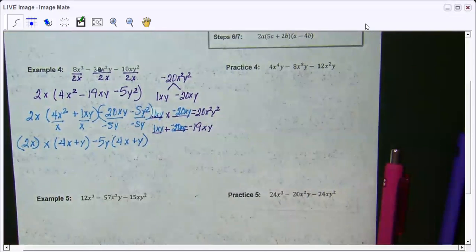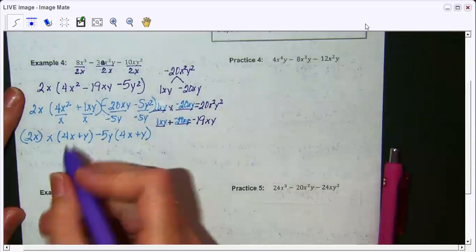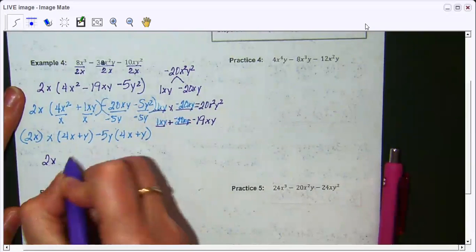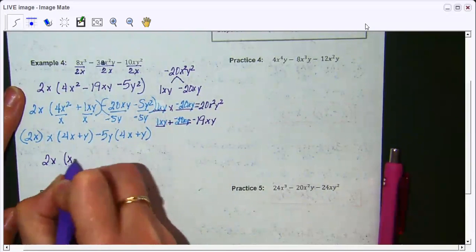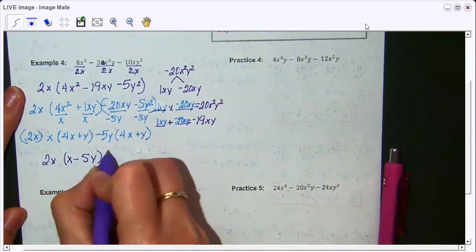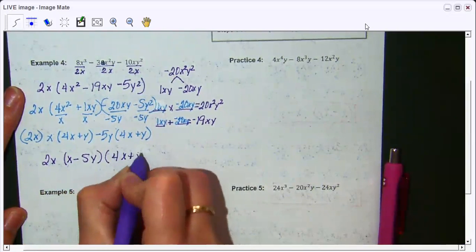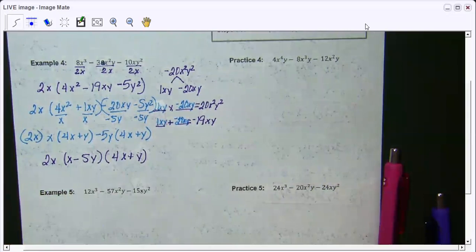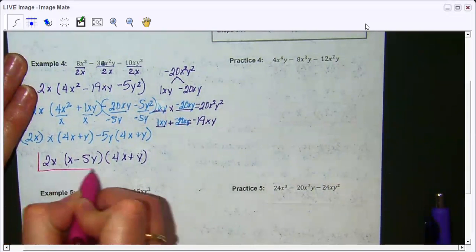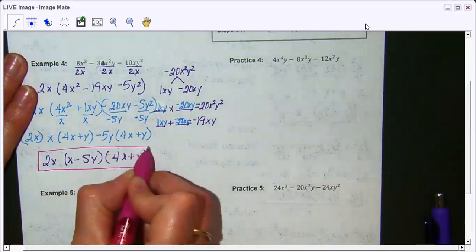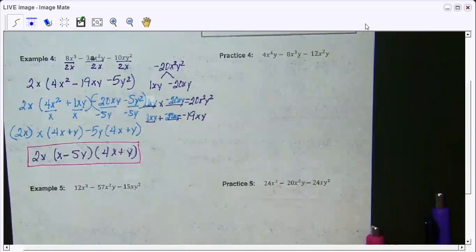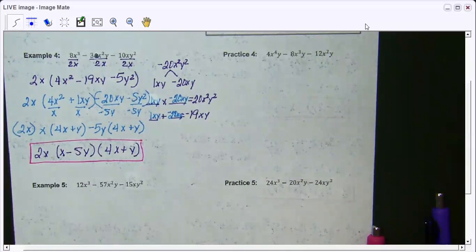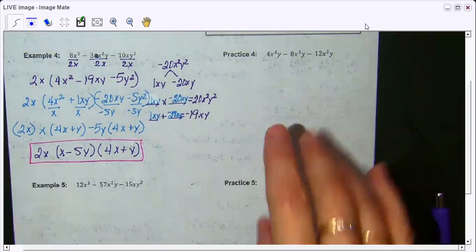So this is the same thing as 7.6, exactly. It's making it longer. Yes, because you have that extra variable to think about. Okay, now we're going to write our final answer like this: 2x times x minus 5y times 4x plus y. Okay, any questions?